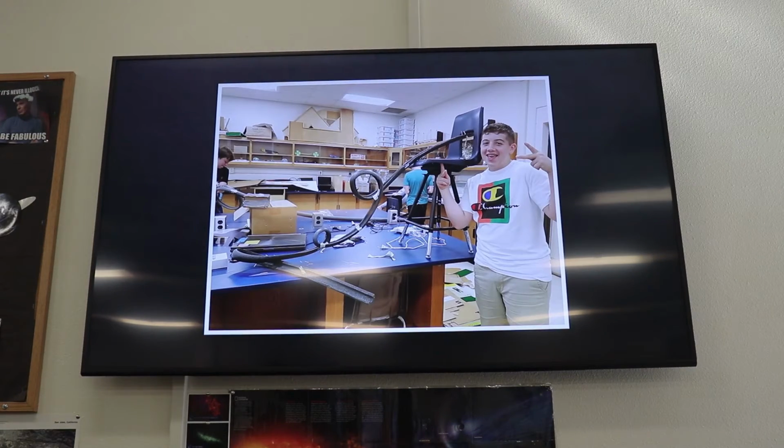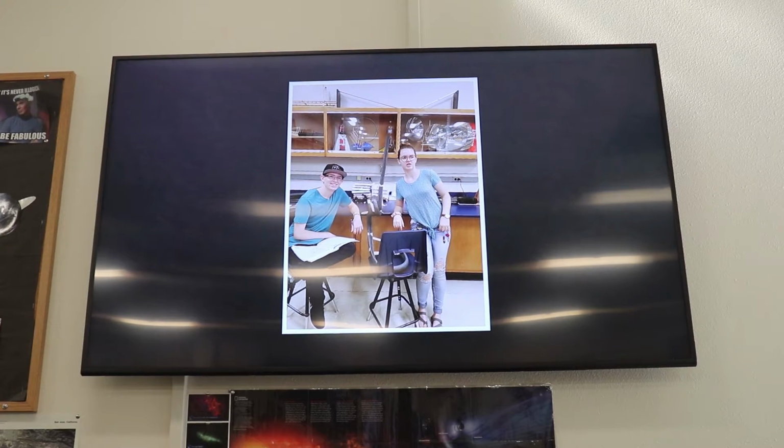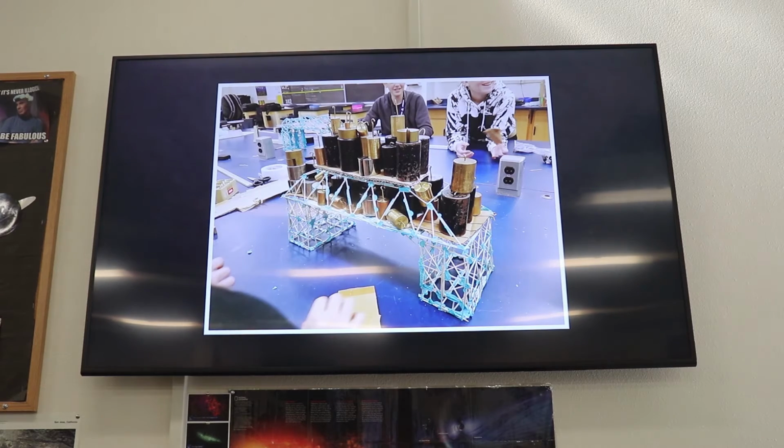So this is just some pictures. Normally I set this on a timer when we do 8th grade and it just goes. This is the bridge that held 68 pounds. I almost ran out of weight to put on top of it.